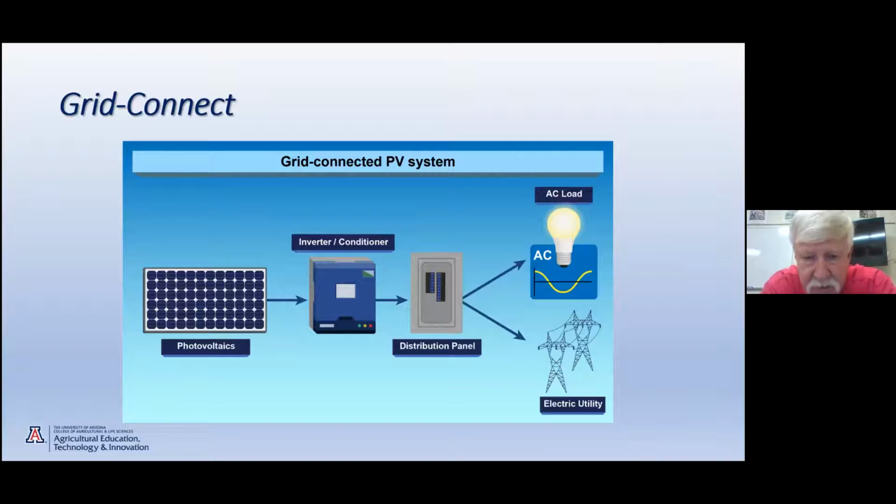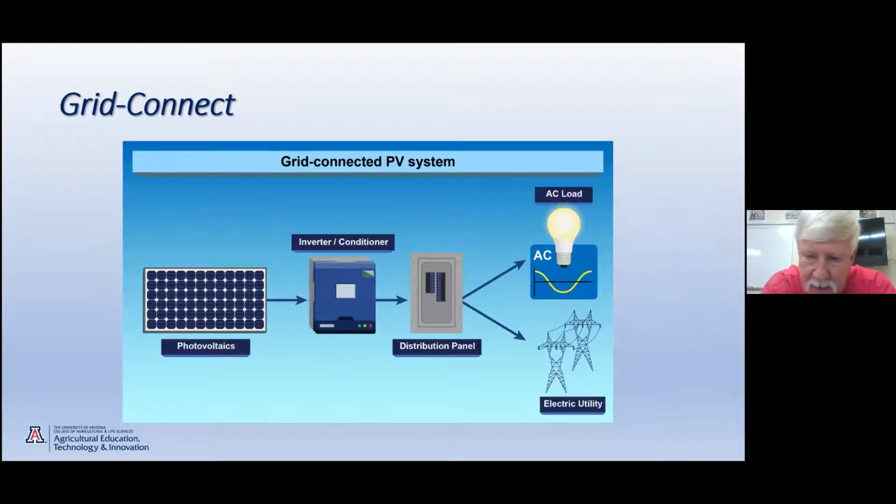And then you have a distribution panel in your house. So you may have a couple of breakers in that distribution panel that's actually pulling that AC from the inverter. And then you're going to supply it to your house. And whatever you're not using is sent to your electrical utility. This is a great way to reduce your electricity costs because you're able to produce power, use it for yourself, and whatever you're not using goes to the grid.